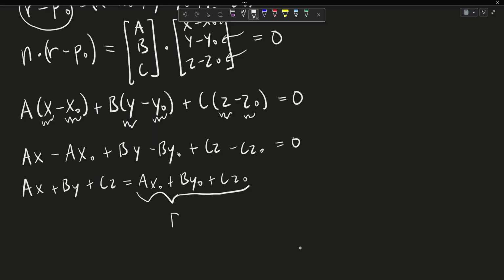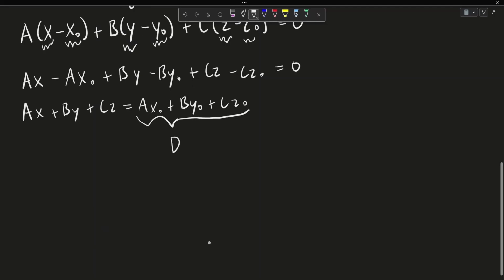we can express this whole equation as a single variable d. So we finally conclude that the equation for the plane is described as ax plus by plus cz equals d. And in the case where d equals 0, we find that the plane passes through the origin.